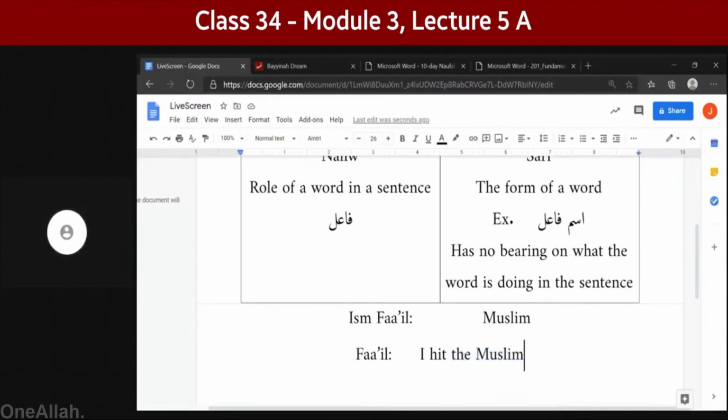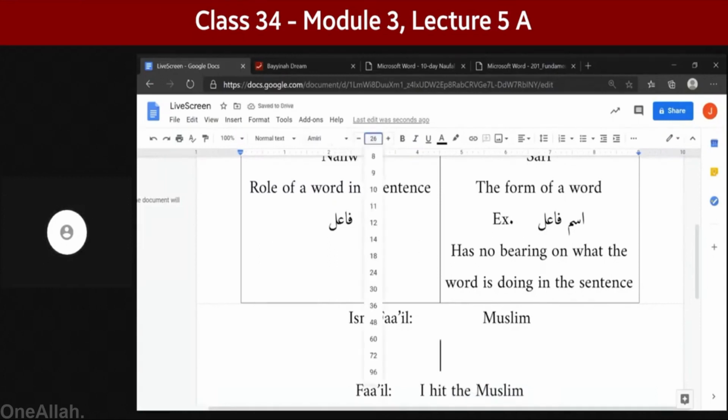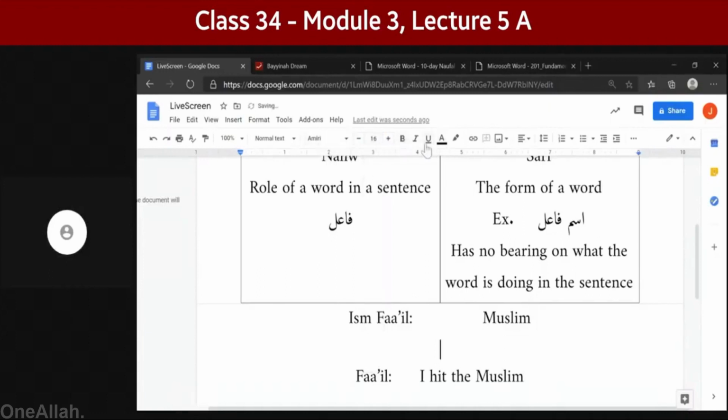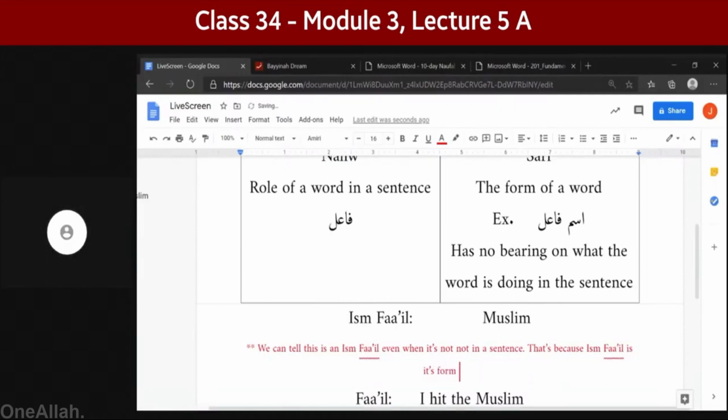I'm going to write out both examples. Let me just add some notes here. Okay. We can tell this is an ism fa'il even when it's not in a sentence, because ism fa'il is its form and a sentence isn't required.